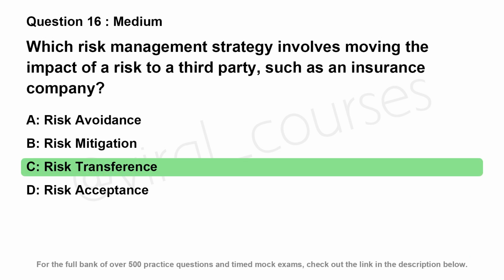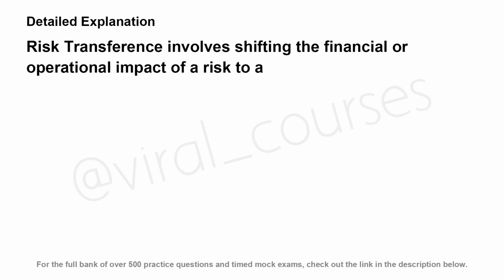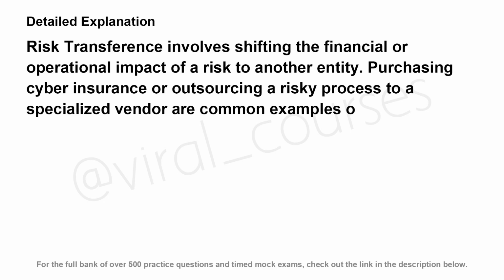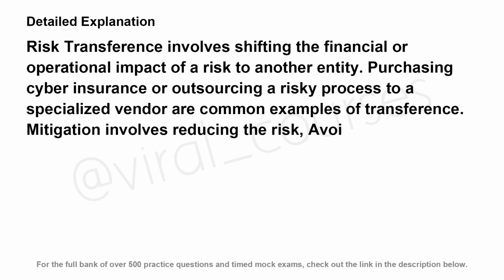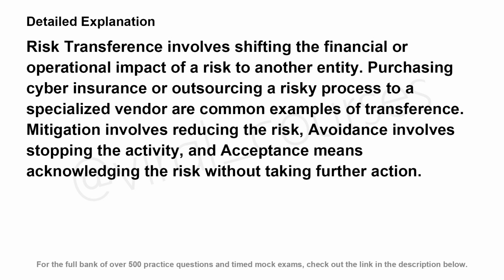The correct answer is C. Risk transference involves shifting the financial or operational impact of a risk to another entity. Purchasing cyber insurance or outsourcing a risky process to a specialized vendor are common examples of transference. Mitigation involves reducing the risk. Avoidance involves stopping the activity. And acceptance means acknowledging the risk without taking further action.